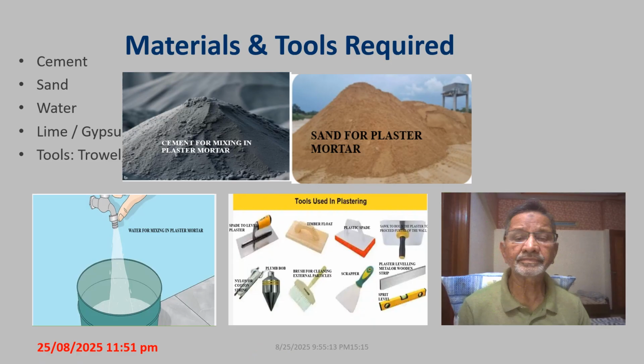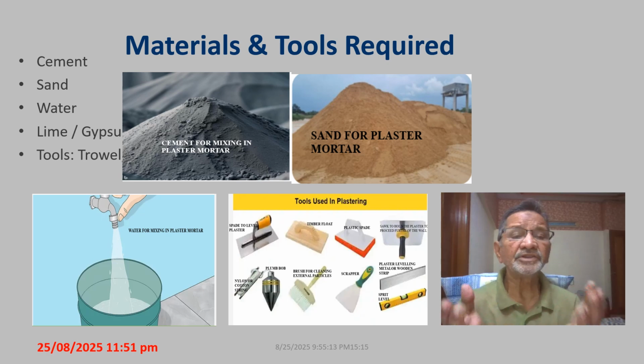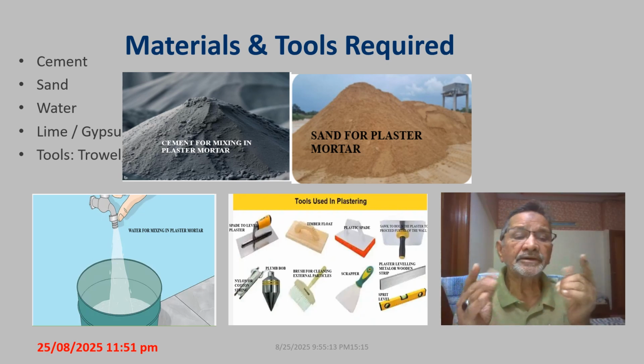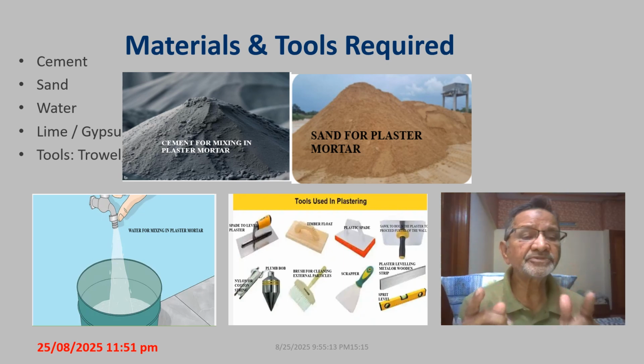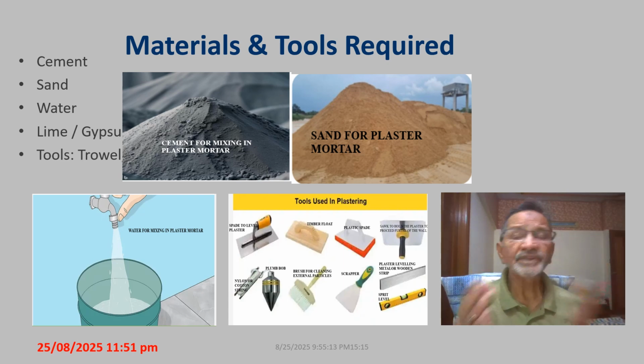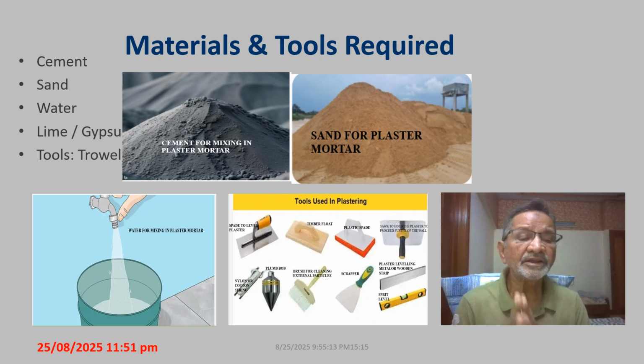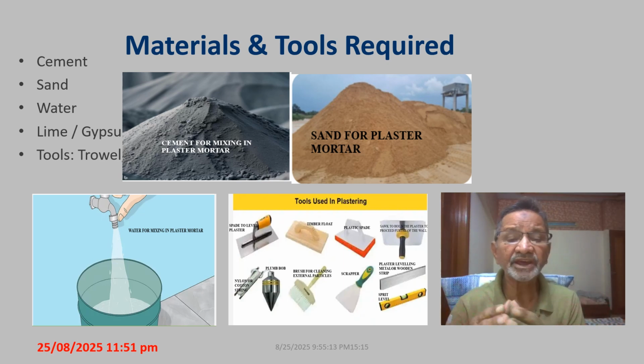Dear viewers, in this slide you can go through my pictures and understand the materials and tools required for the plaster. The most important items are cement, sand, water, lime, and gypsum. All these are mixed, and a mixture of that content is used for the plaster. You can see the pictures and understand what tools are to be used in the plaster.